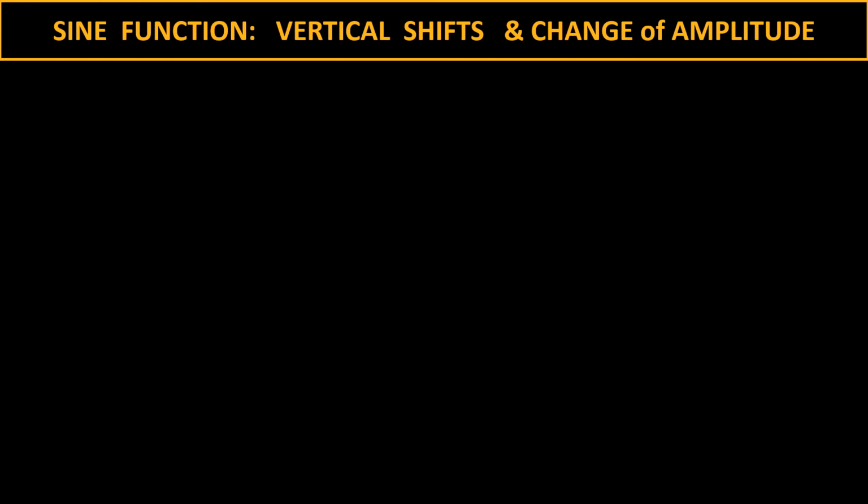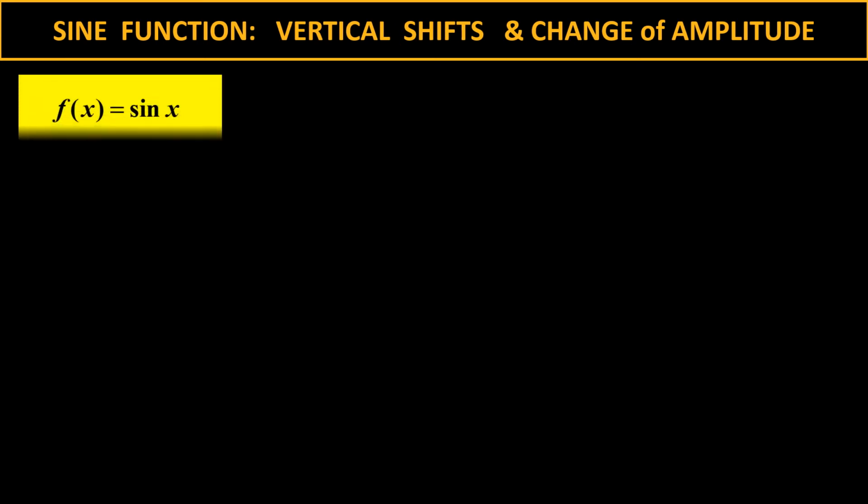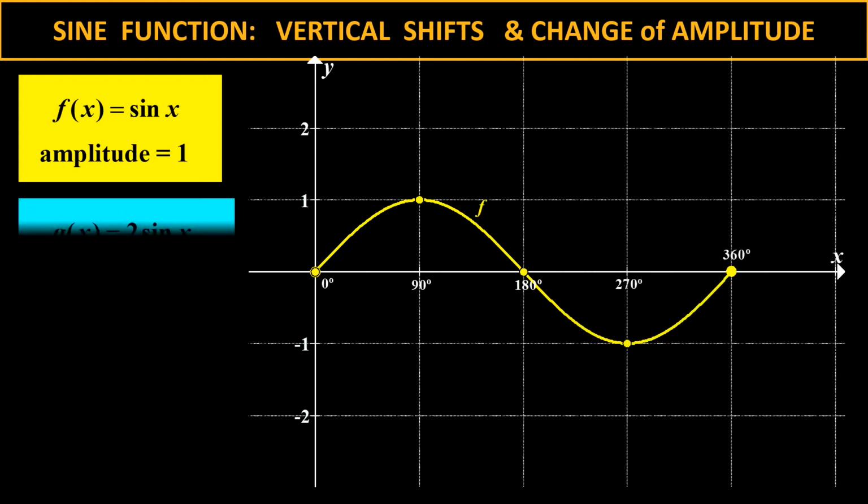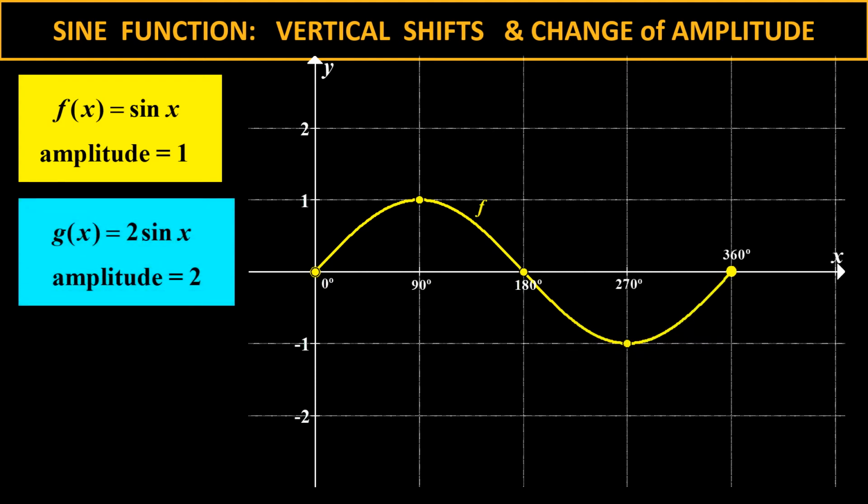Now let's look at the vertical shifts and change of amplitude, and we'll start again with the sine function. So let's look at our basic function, sine of x, with an amplitude of 1. Now if I have 2 sine of x, right? In other words, 2 times 0 will stay as a 0. 2 times 1 will become a 2. 2 times 0 is a 0. 2 times negative 1 will become a negative 2. 2 times 0 is a 0. And if I draw that graph, that is what I will get, right?